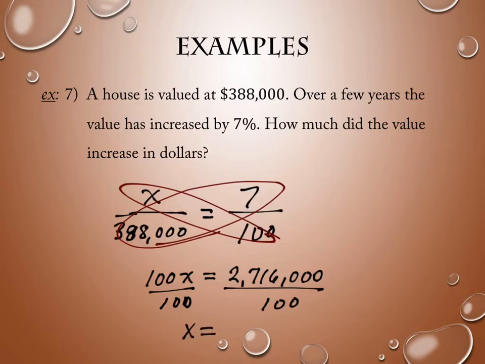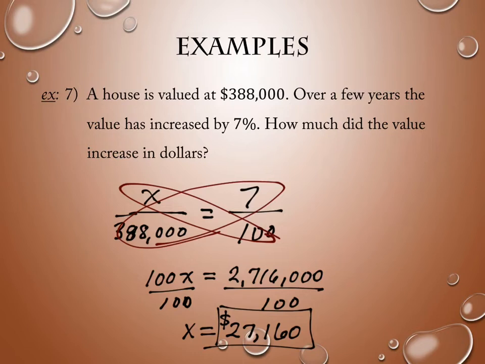So what is 2,716,000 divided by 100? $27,160. Now, that's how much more it's worth after those few years. And this is why people want to buy homes, because they're anticipating and expecting that increase in value, actually. And it is dollars. So it's worth $27,000 and some change more now than it was when they bought it.